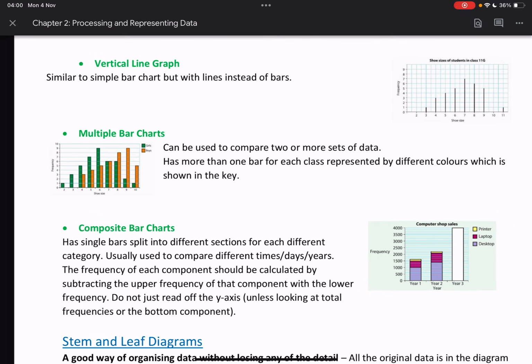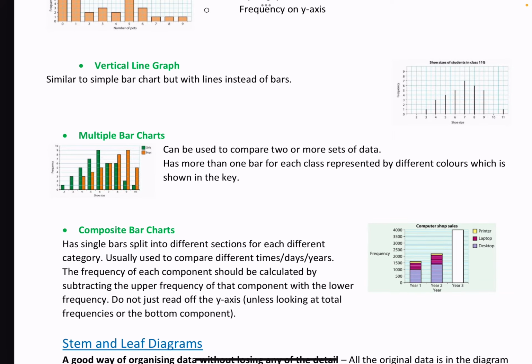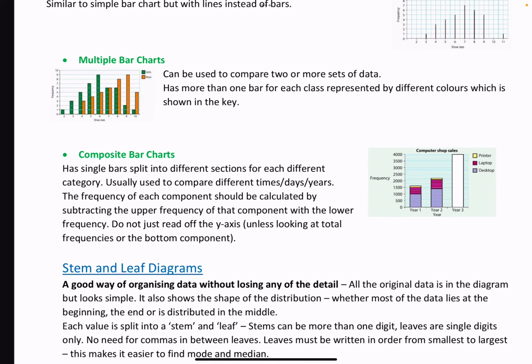Vertical line graphs are fairly similar to a bar chart, but instead of a bar, you have a line. Fairly self-explanatory. Multiple bar charts, or as I like to call it, composite bar charts. In fact, I used the wrong name. Multiple bar charts is when you have maybe a boy and a girl, so you just draw them next to each other so you can see the frequency of boys in comparison to the frequency of girls because they are next to each other for each category.